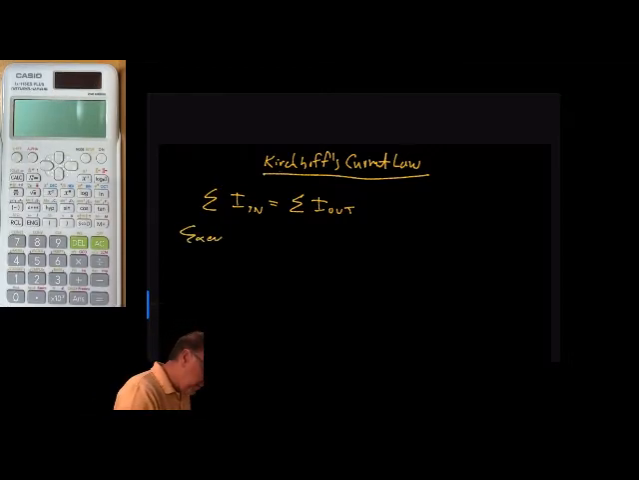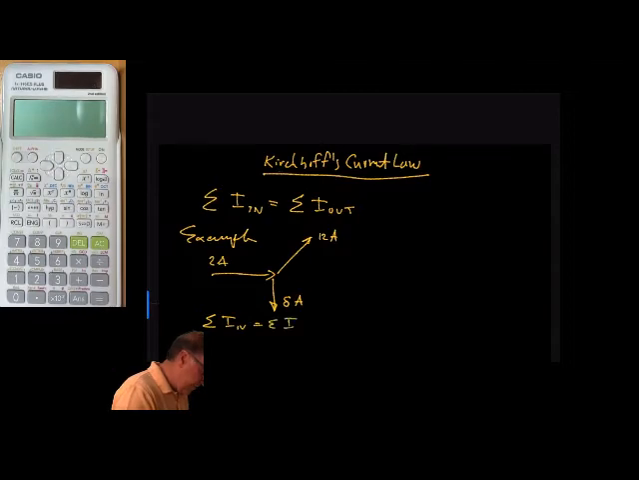Let's look at an example of that. So if we have 2 amps going into a node, we have 12 amps going out of the node, and we have 8 amps going out of the node. We can say the summation of the currents in is equal to the summation of the currents out. So solving, we have 2 plus x, and I needed to draw this. This is our current of interest here, x. So 2 plus x equals 12 plus 8. So x equals 18 amps.